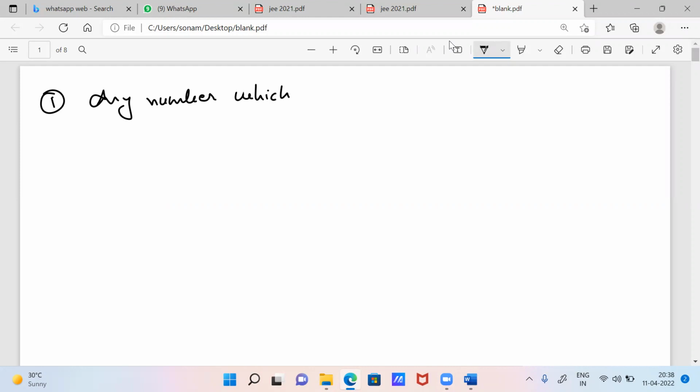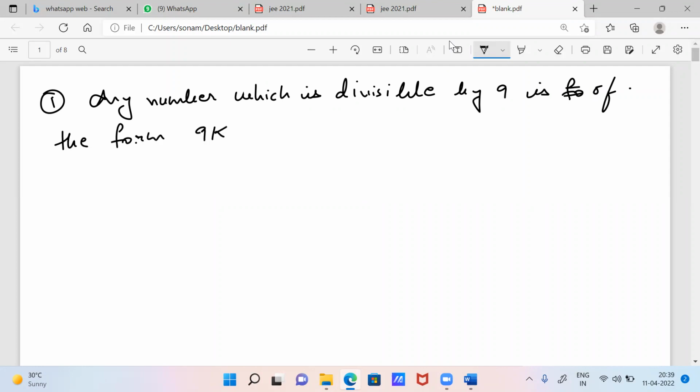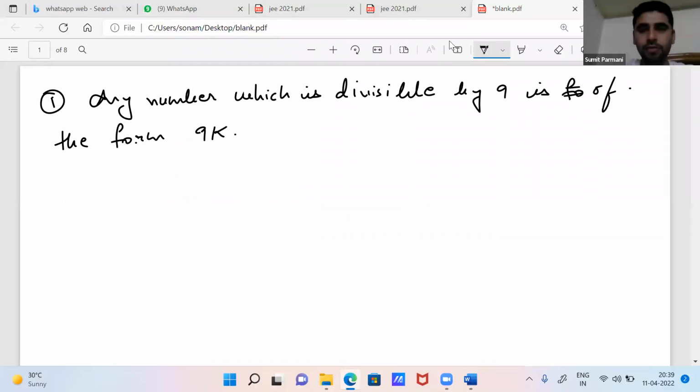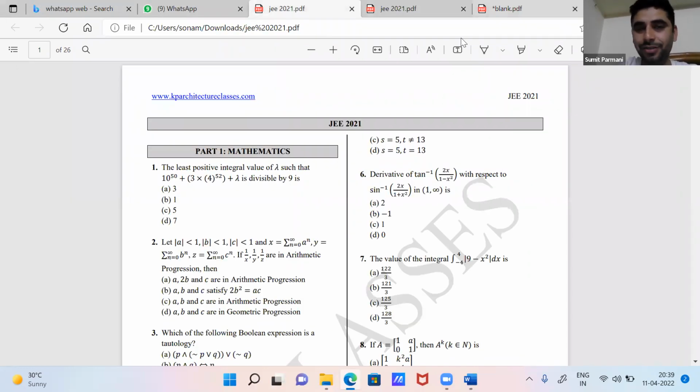First, we should go through the concept. Question number 1: any number which is divisible by 9 is of the form 9k. So basically, what is the task we have? The task we have is to convert this in the form of 9k. Okay, so I'm doing separate parts.